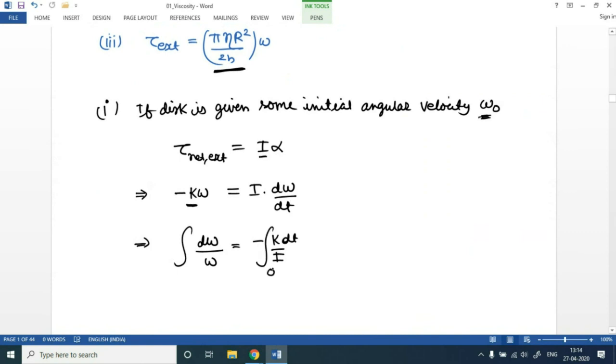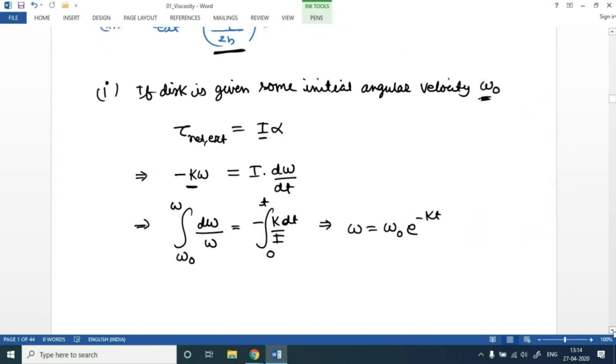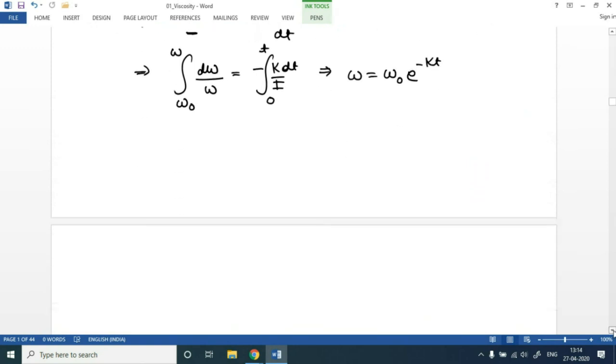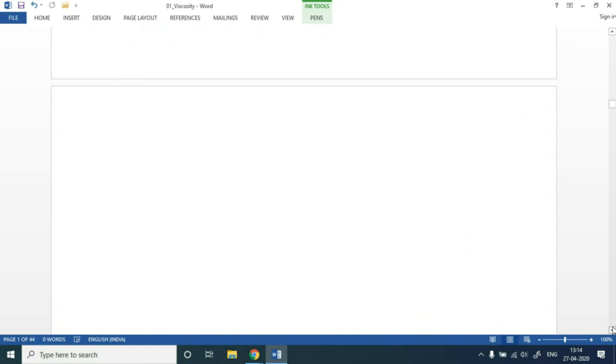At t is equal to 0, it is given to us that the initial velocity is omega naught, and at t is equal to t, we want to find out this omega. Solving this differential equation will yield omega is equal to omega naught into e to the power minus kt. So you can say that this angular velocity is exponentially decreasing. Now let's look at another case, case 2.